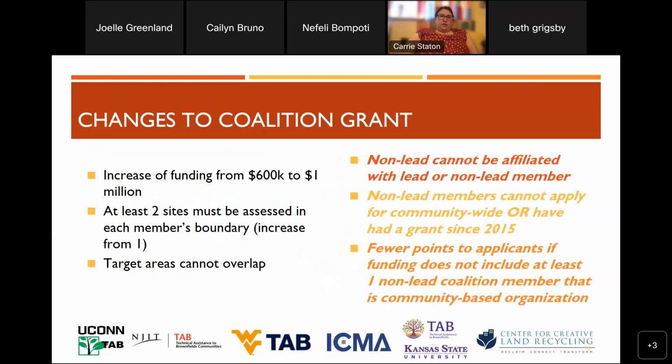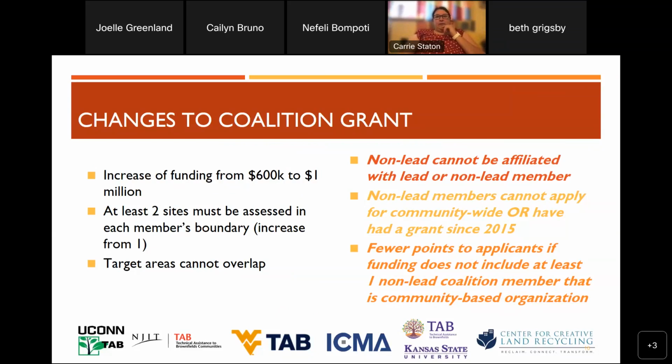All right, so coalition grants are back, as I said. Some changes just to highlight quickly on those coalition grants. The funding cap has been increased from 600,000 to 1 million. At least 2 sites must be assessed in every member's boundary. This used to be only 1, and your target areas cannot overlap. So your coalition members have to be covering different target areas so that you're building a broader geographic area.